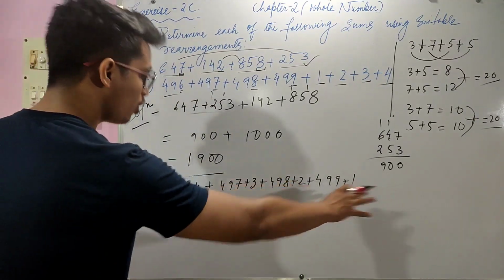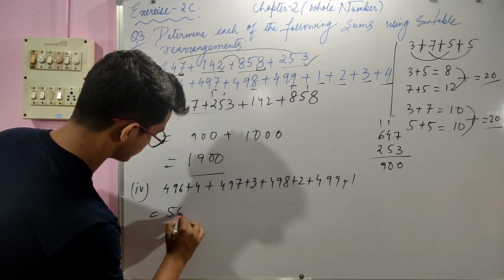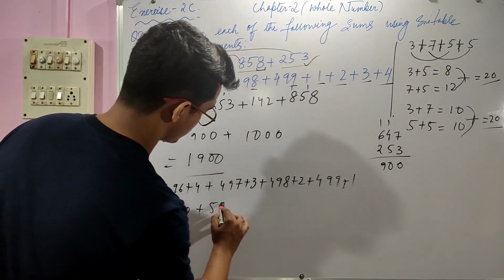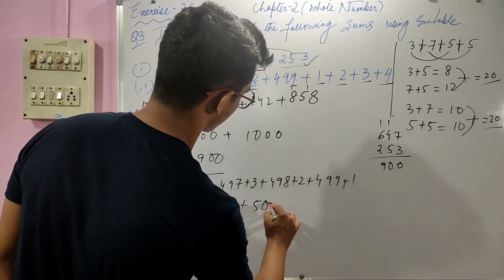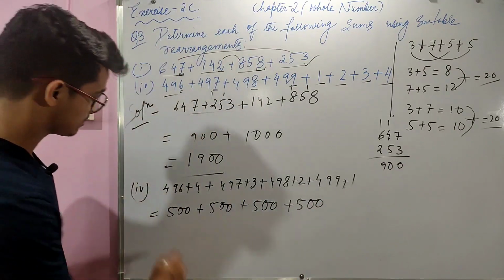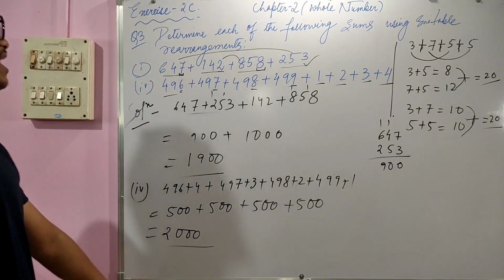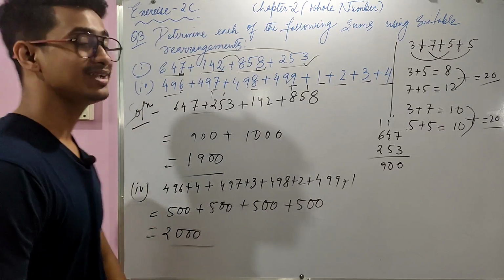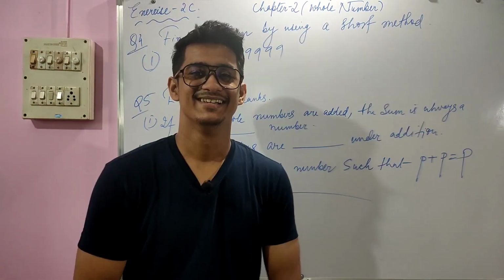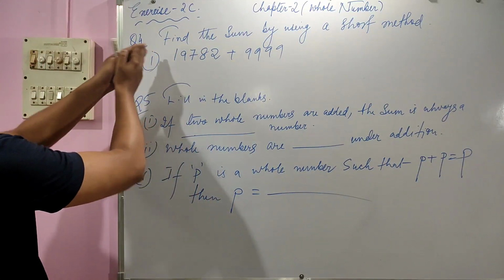The answer for all the pairs will be same, that is basically 500. So 500 plus 500, so how many 500s will be there? 4 500s. And 4 500s, what is the sum of 4 500s? That is basically 2000. So that is the answer for question number 3, 1 and 4. So now we are coming towards the end of this particular session. So let's just jump into question number 4.